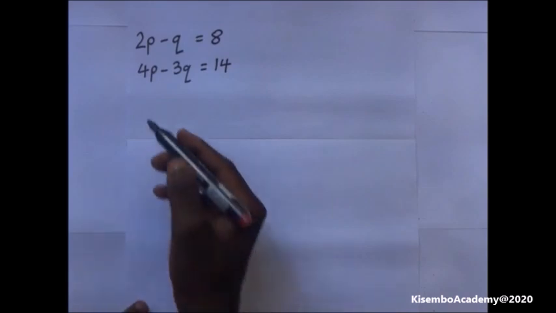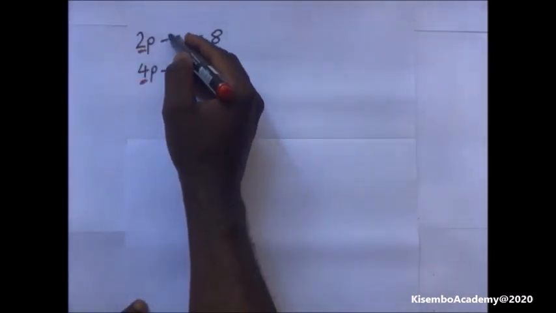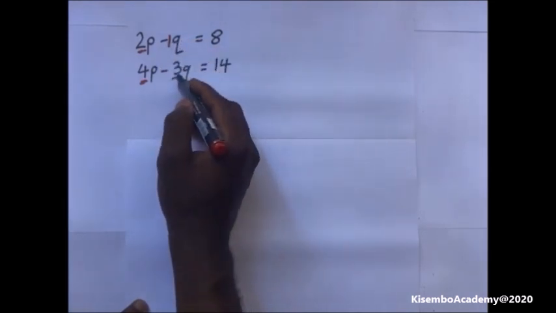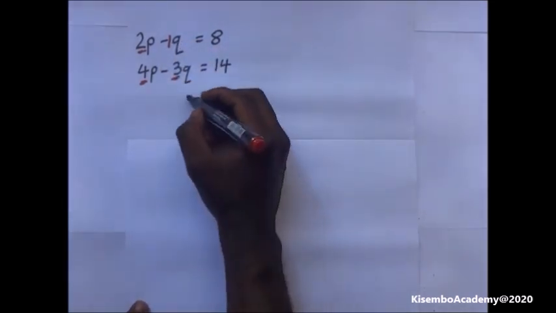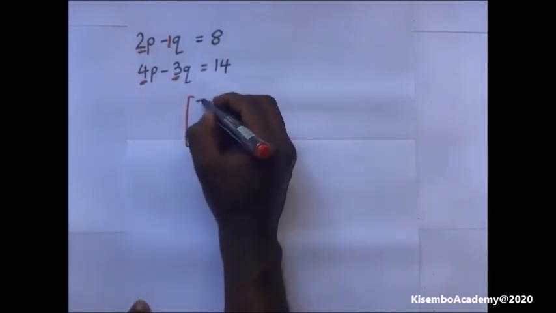We have 2p minus q is equal to 8, 4p minus 3q is equal to 14. We are required to find the values of P and Q in that simultaneous equation. So we are going to extract our matrix by extracting the coefficients of those unknowns. The coefficient of the unknown here is 2, the coefficient here is 4, the coefficient here is -1, the coefficient here is -3.